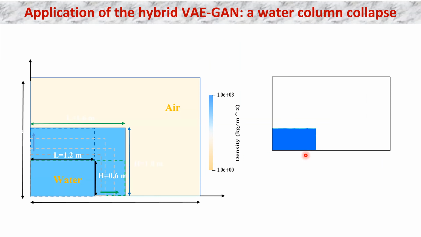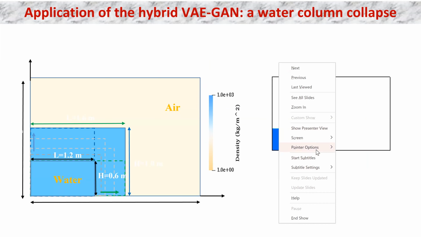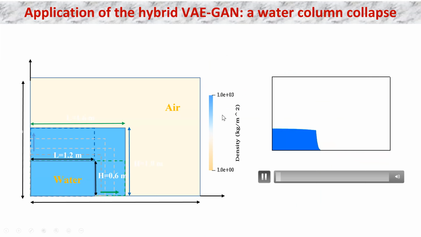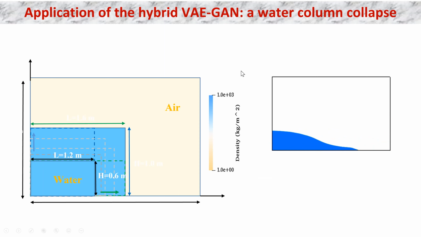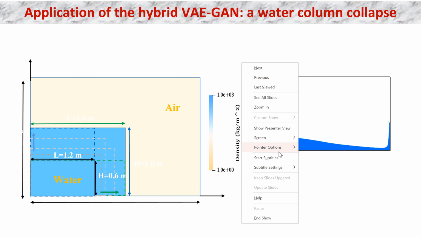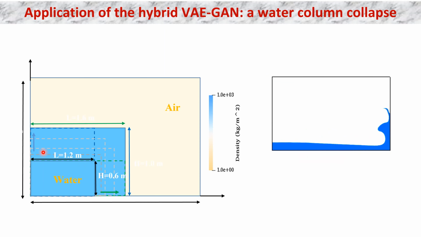So this is another case. This is the water collapse. The blue represents the water, and the other color represents the air. So this is a multi-phase case, okay? I want to use our training model for the prediction. So this is how to train it.